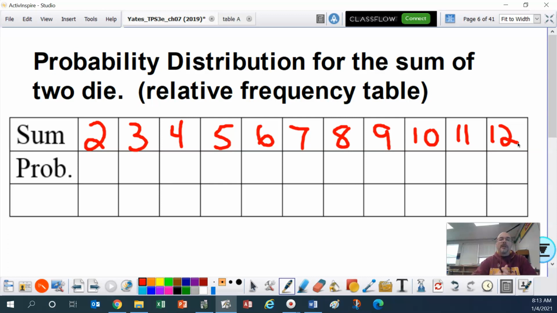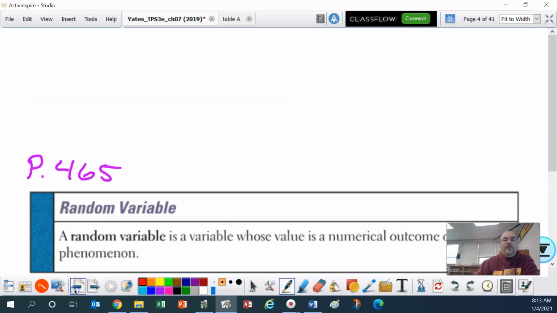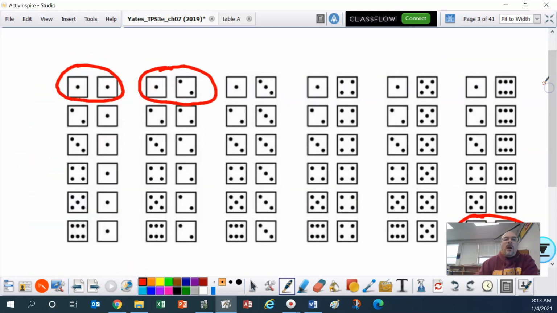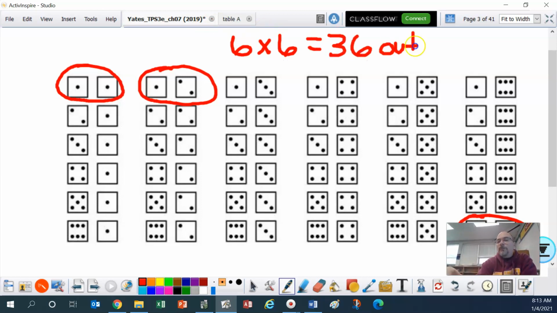Now, the probability. First, I'm going to do the fraction form, then I'll do the decimal form. If we look, remember there are 36 outcomes. There are six ways to roll the first die. There are six ways to roll the second die. There are 36 outcomes. If you count all of these up, there are 36 of them. And there's only one way that you can roll a sum of two.